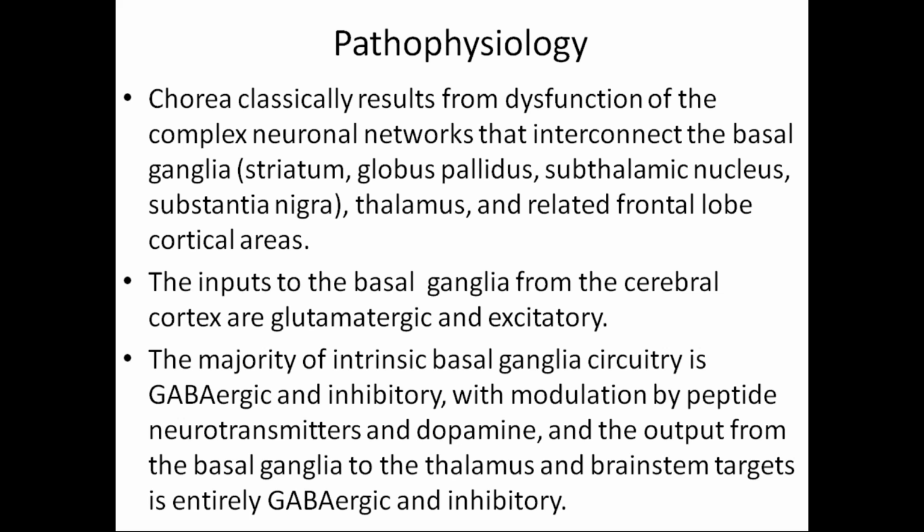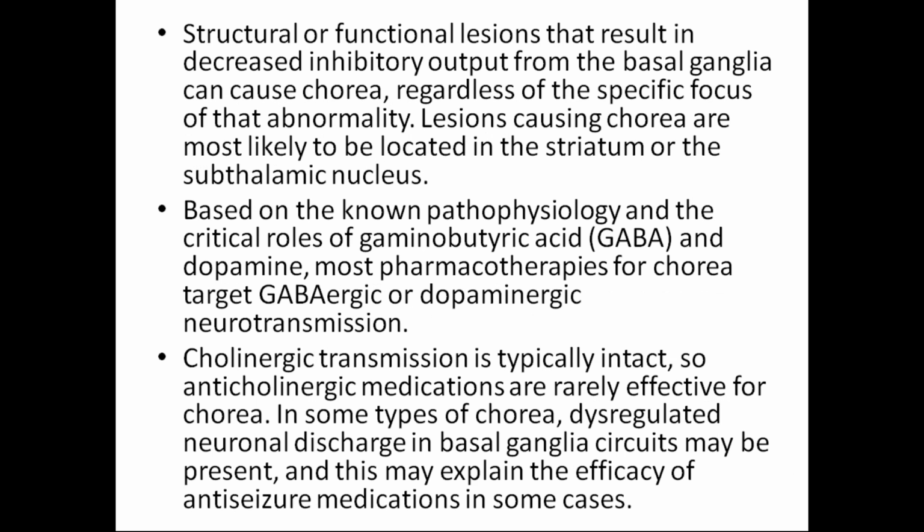Whatever is coming in is excitatory, and whatever happens in the basal ganglia is inhibitory. Just remember this: transmitters and dopamine. The output from the basal ganglia to the thalamus and the brainstem targets is entirely GABAergic and inhibitory. Whatever flows out of the basal ganglia is inhibitory, whatever is coming in is excitatory.